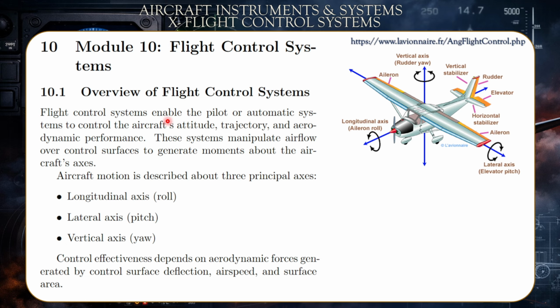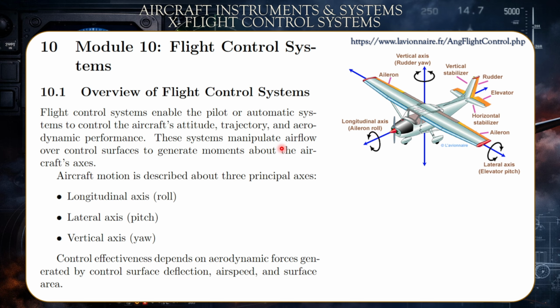Flight control systems enable the pilot or automatic systems to control the aircraft's attitude, meaning pitch up and down, roll right and left, trajectory, meaning the heading, and aerodynamic performance, meaning how much lift, drag, deceleration, acceleration, stall, etc.